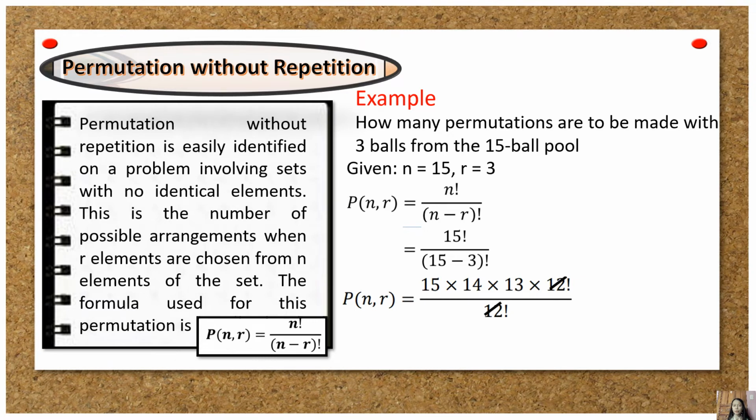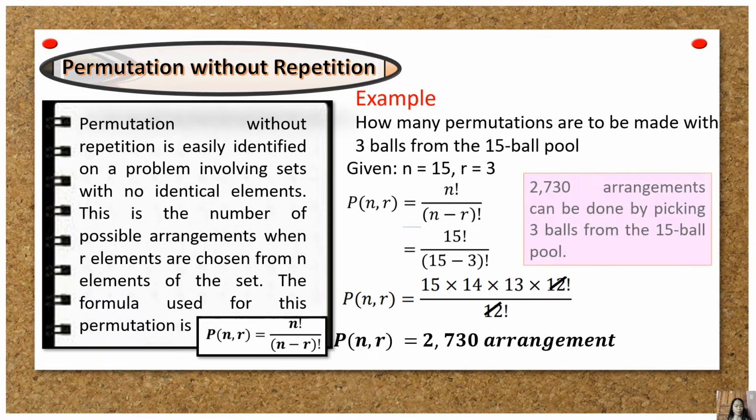15 factorial is 15 times 14 times 13 times, nag-stop ako sa 12 factorial. Why? Kasi sa denominator natin, we have 15 minus 3. And 15 minus 3 is 12 factorial din. So the common factor in the numerator and denominator is 12 factorial. Cancel it out. 15 times 14 times 13 is equal to 2,730 arrangements. Therefore, there are 2,730 arrangements that can be done by picking 3 balls from the 15-ball pool.